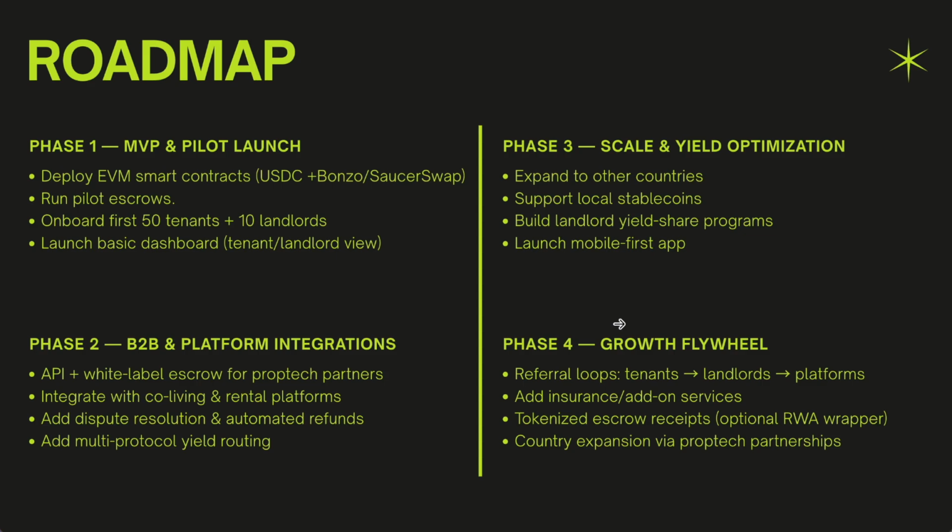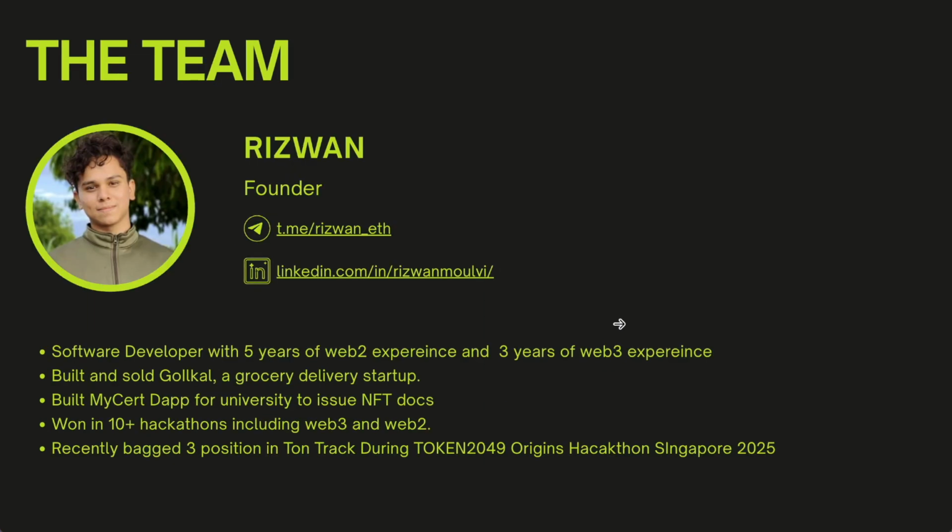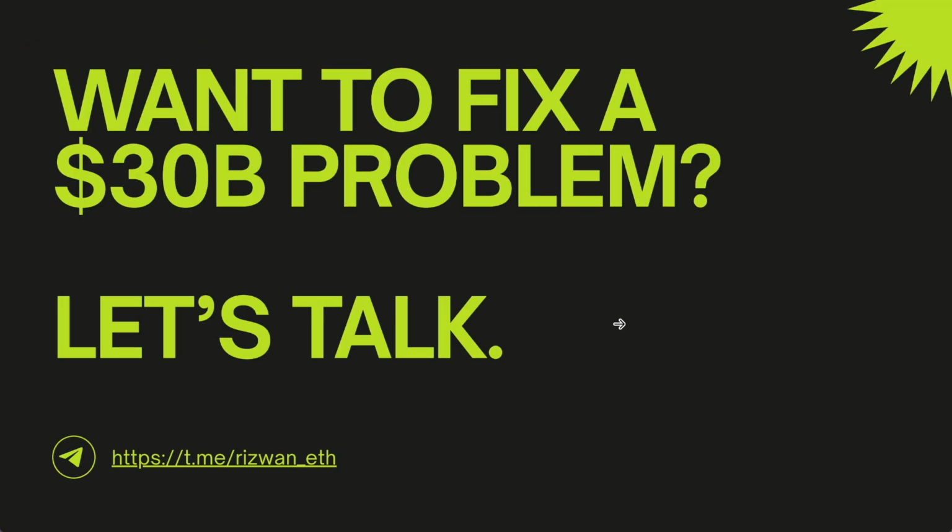The MVP and the roadmap. Here you can see we have the MVP and pilots which are ready, then dashboards for tenants and landlords with analytics and everything, escrow APIs for PropTech partners, and support for localized stablecoins. Then future layers include automated dispute resolution, tokenized escrow receipts, and insurance-backed protections. This is our team, with a single member who has a good time building things and has great experience.